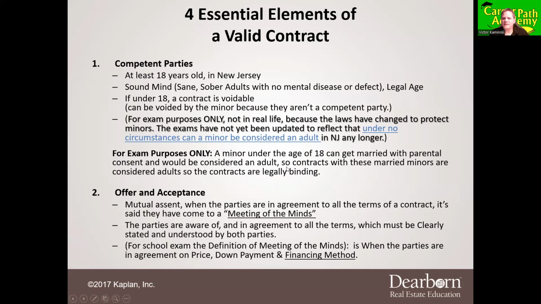But if you see a question about this on the exam, a minor under the age of 18 can get married with parental consent. That's the old rule, and would be considered an adult. So any contracts that are signed by a married minor is legally binding and enforceable against the minor. That's what you need to study for exams, even though it's not true anymore. Okay?